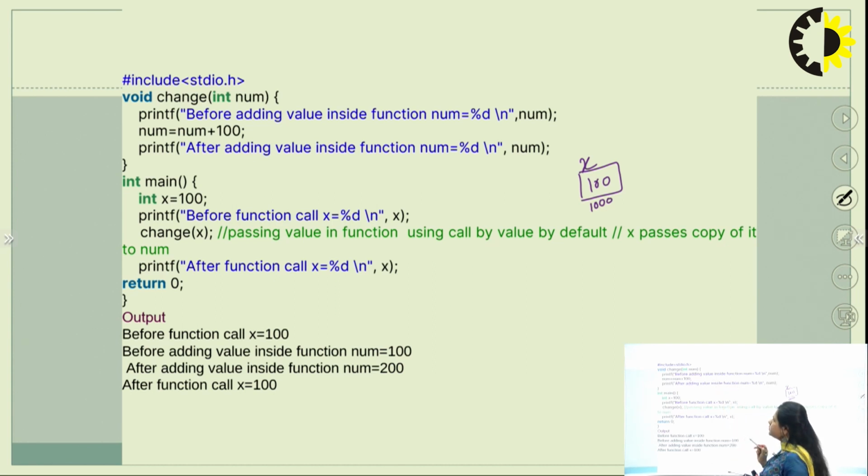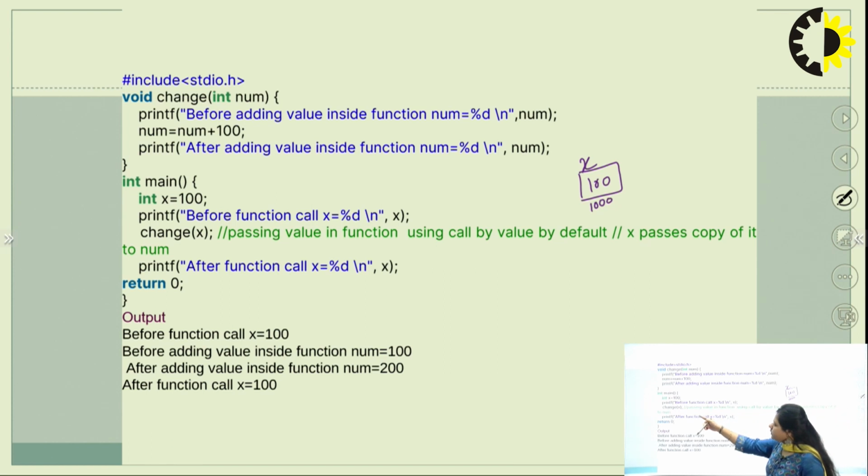Now how this change function works: in this function also I have made the message clear so that the user is able to understand the difference and analyze that the change has taken place in the copied values only. Inside this we have printed the message printf before adding value inside function, because we are doing some manipulation here. So the message is before adding value inside function, the value of num is this. When you print at the very start of this function, when no change has taken place, it will fetch the value of num. So students, what happens here?